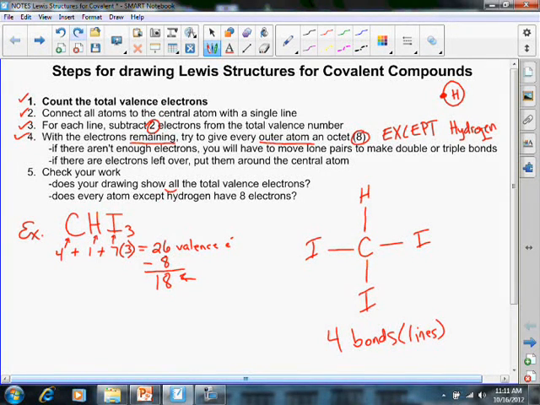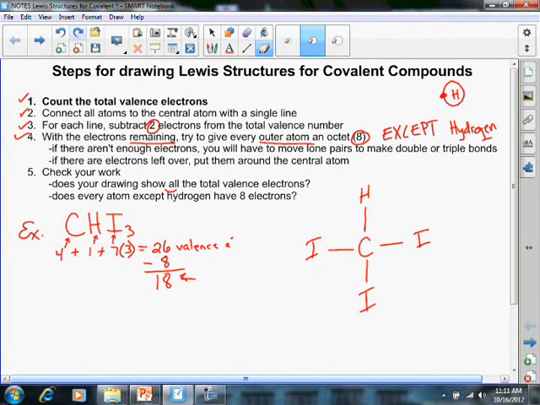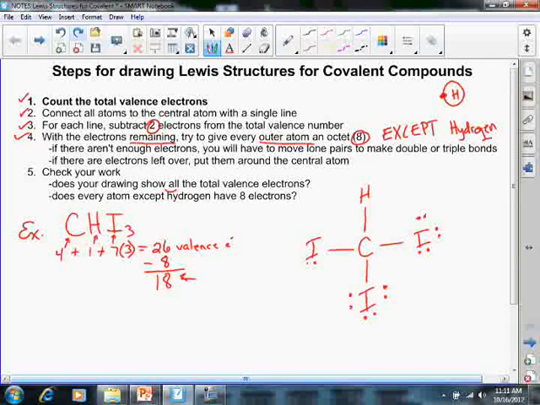All right, so I'm going to put around the iodine, I'm going to put 6 electrons. Around this iodine, I'm going to put 6 electrons. And then around this iodine, I'm going to put 6 electrons. And that would use up, of these remaining ones, I just used 6 electrons on 3 different atoms. That was 18, and I have 0 electrons remaining.